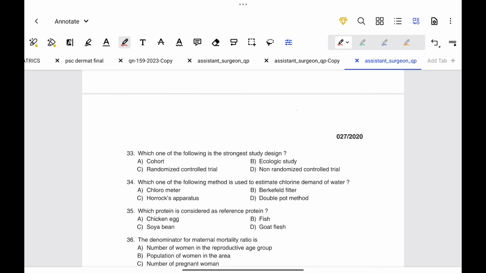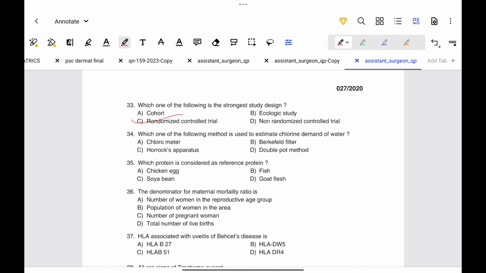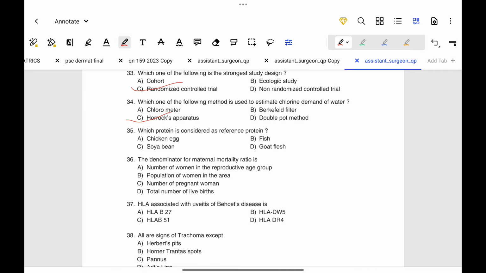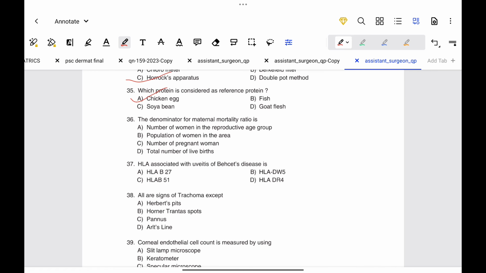Next, which of the following is the strongest study design? The strongest study design is the randomized control trial. Which one of the following method is used to estimate chlorine demand of the water? It is Horrocks apparatus. Which protein is considered as reference protein? It is chicken egg. Next, the denominator of maternal mortality ratio is the total number of live birth.